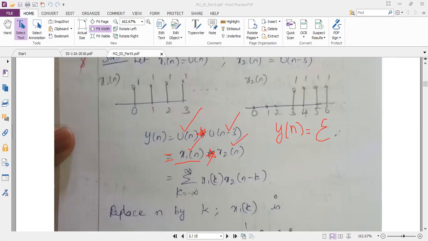Now, if you turn the sheets in your notebook to the introduction of LTI systems, I have done the derivation. y of n is equal to summation k equal to minus infinity to plus infinity, x of k, h of n minus k. Do you remember this? Do you have this in your notebook?